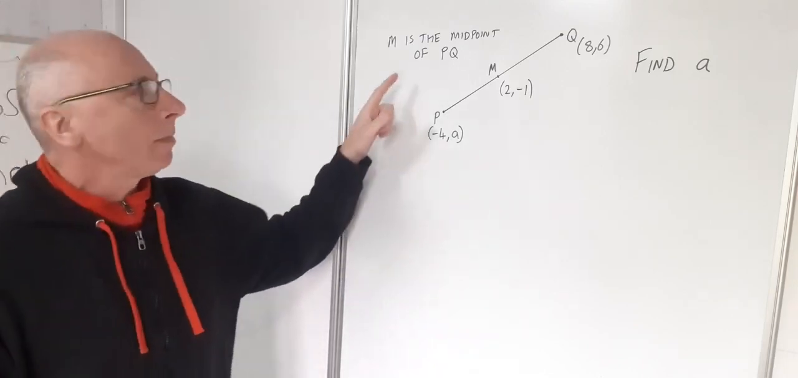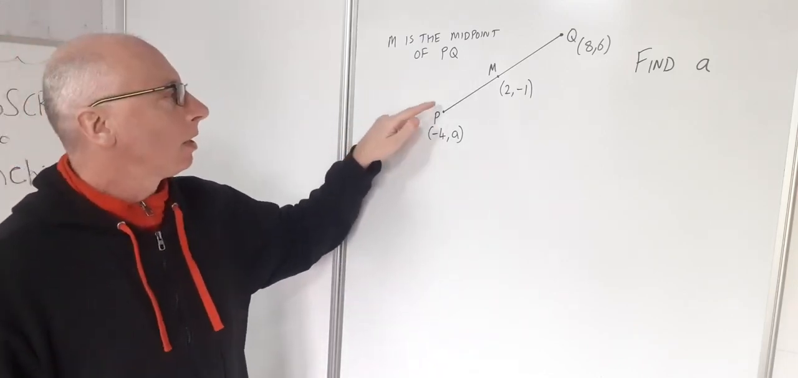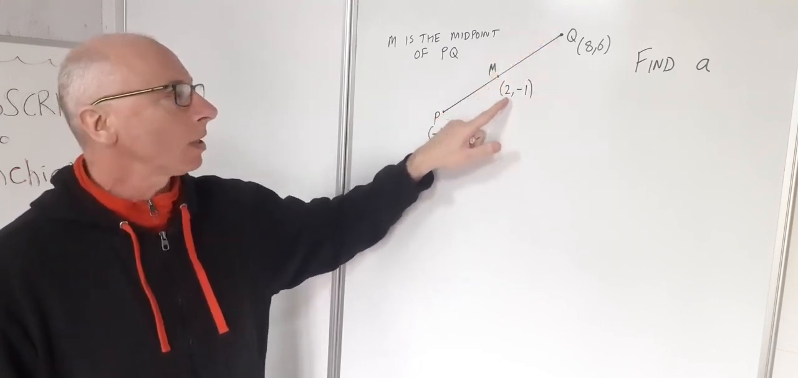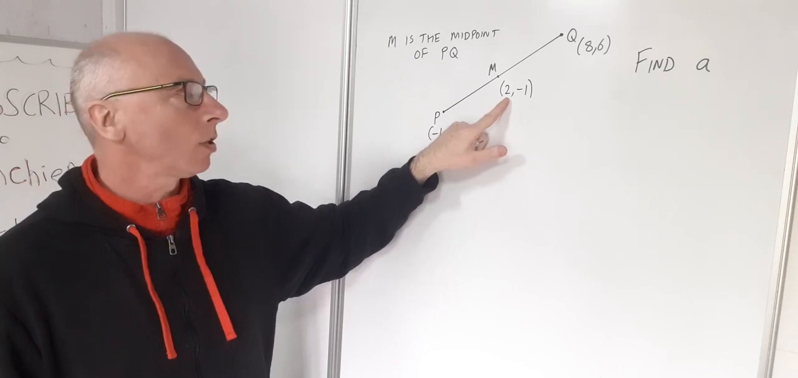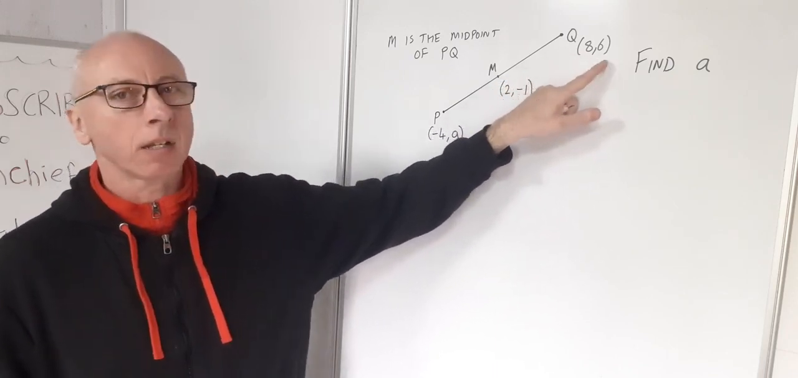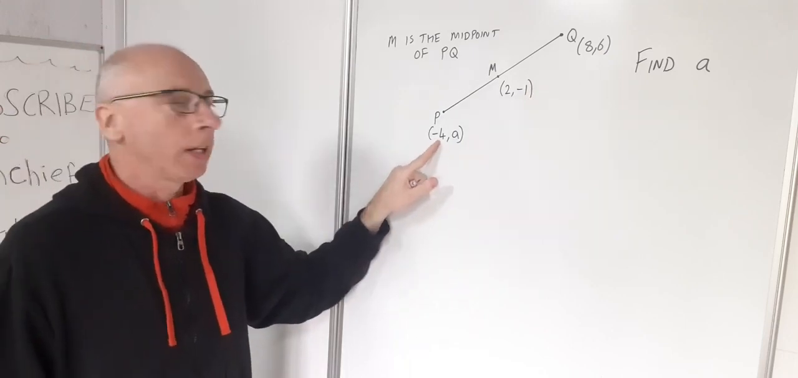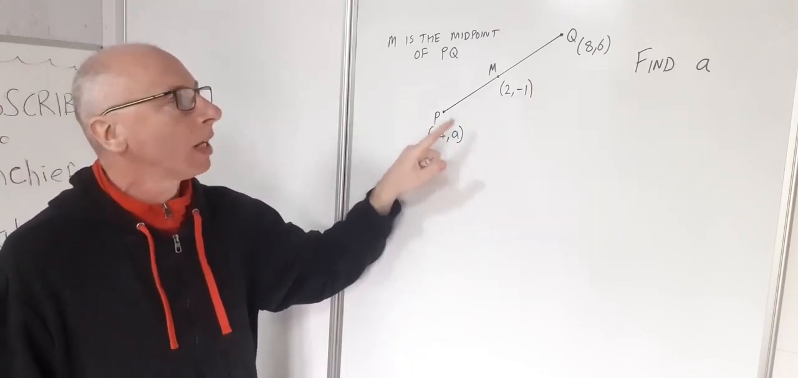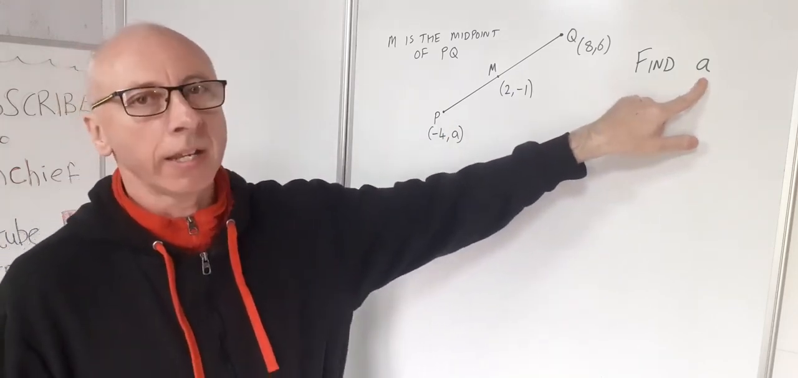Okay, so in this question, M is the midpoint on the line PQ. So P and Q is here, and M is my midpoint. Midpoint coordinates in terms of X and Y are 2 and -1, and Q is at 8 and 6. But my P is at -4 and A. So the Y coordinate of this, I don't know. Now my goal is to find A.